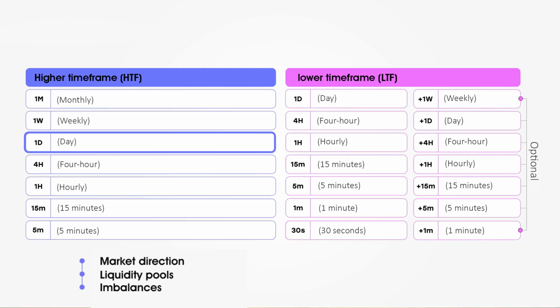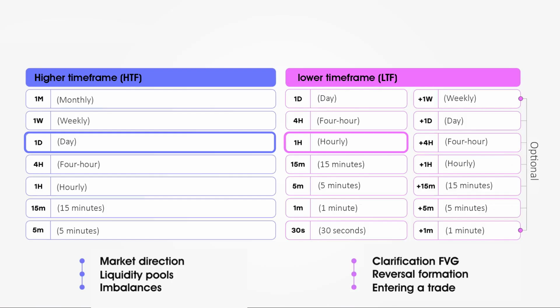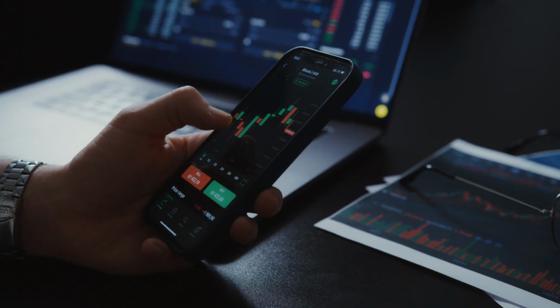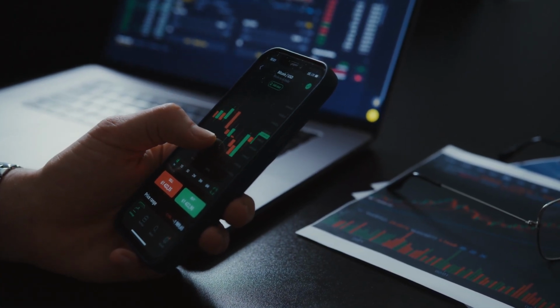Then switch to a lower timeframe, in this case hourly. Here, the task is to refine the daily imbalances, look for reversal formations, and enter the trade. This sequential and structured plan allows for frequent and highly probable setups based on market logic and the actions of major participants. In the future, we will delve into each of these steps in detail. You'll learn which factors are important before opening a trade, how to correctly choose entry points based on price imbalance, and how to wisely set stop losses and take profits.